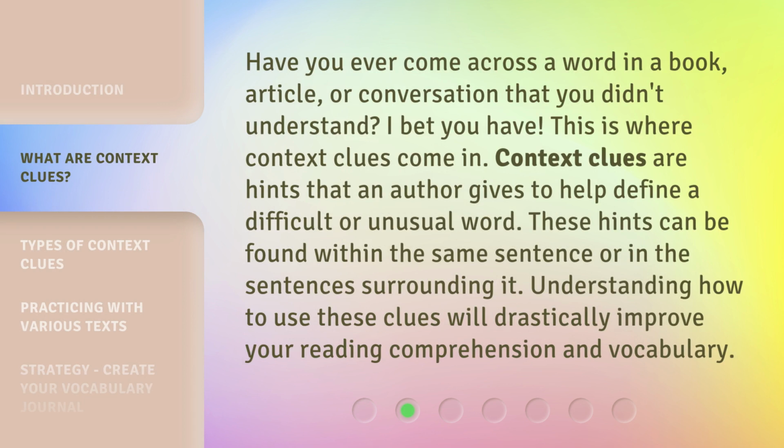Have you ever come across a word in a book, article, or conversation that you didn't understand? I bet you have. This is where context clues come in. Context clues are hints that an author gives to help define a difficult or unusual word. These hints can be found within the same sentence or in the sentences surrounding it. Understanding how to use these clues will drastically improve your reading comprehension and vocabulary.